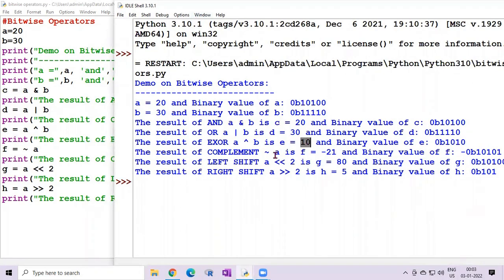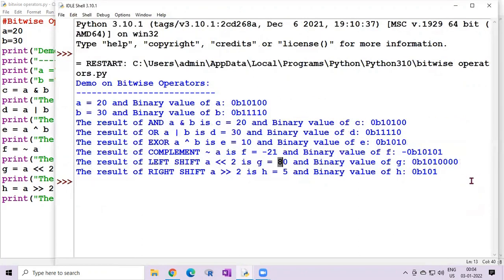Then the complement of A. A equal to 20, so minus 20, minus 1, minus 21. Similarly, the complement of B if you want. So minus 30, minus 1, minus 31 you will get. Then left shift of A by 2 cells to the left side. So A left shift 2. Theoretically we have calculated 80, and the same value is displayed here.